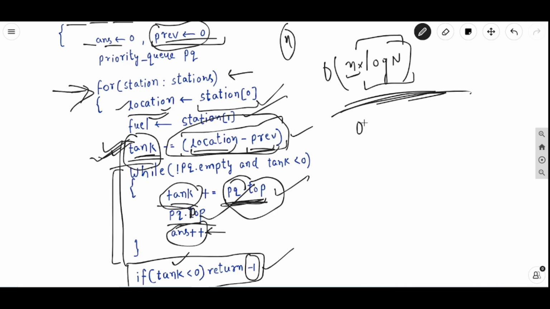The space complexity is big O of n because I'm using a priority queue here, or a max heap. Fine, so this is one of the approaches to solve this problem, and this is the most optimal approach. There is another approach which uses a dynamic programming strategy, and the time complexity for that approach is big O of n square. That is a suboptimal approach, but we'll discuss that approach in the next video. So that's all for this video, and I hope you enjoyed this video.